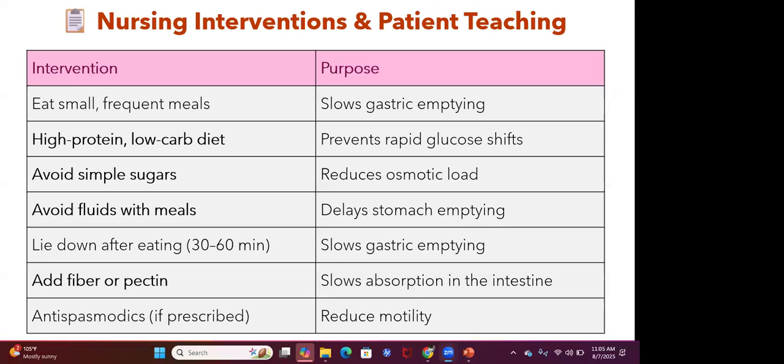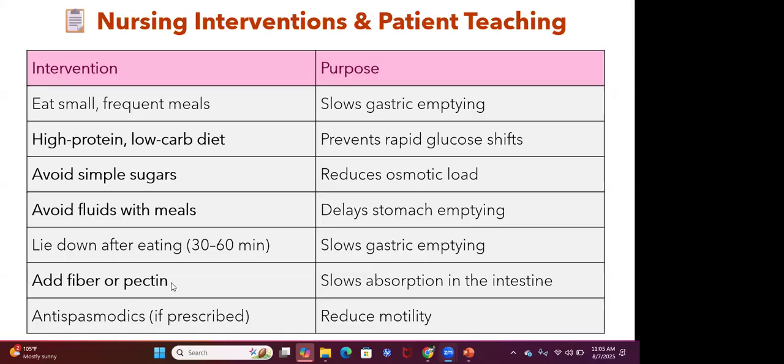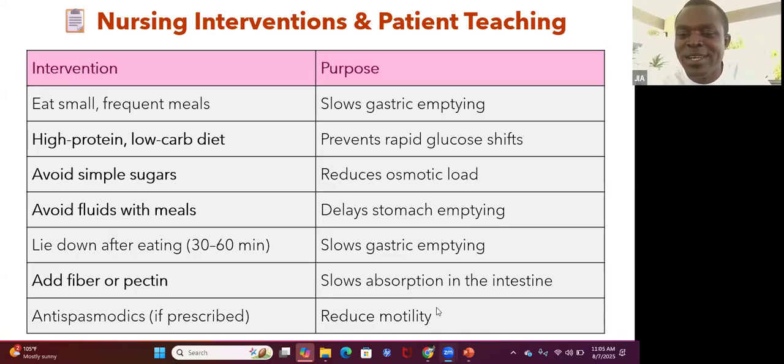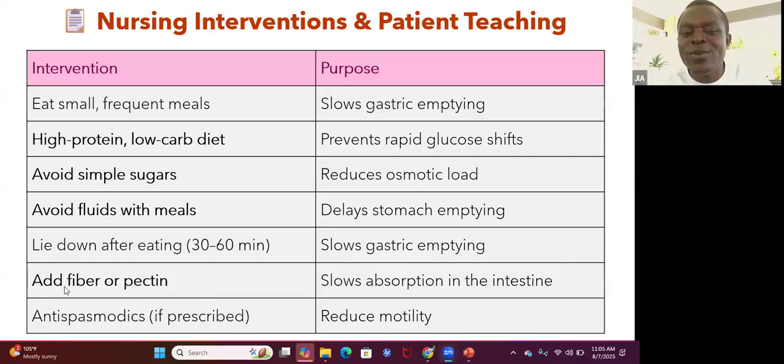The second to last point, he said add fiber or protein to food. So the idea, let me explain this one. The idea of this is the complex sugar I talked about, or the complex carbohydrates. They said it slows absorption. So slowing absorption and delays gastric emptying, they are in line. So it's the same thing. You see, fiber is a complex carbohydrate. So it takes time to break the carbohydrate down small, small, so that you don't have everything rushing into the intestines. You get it?